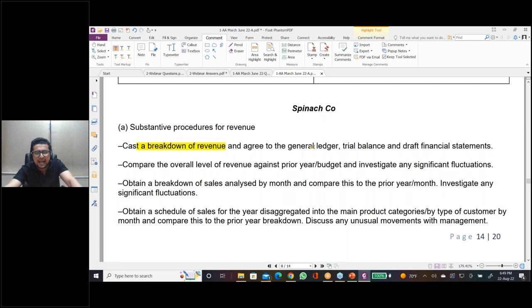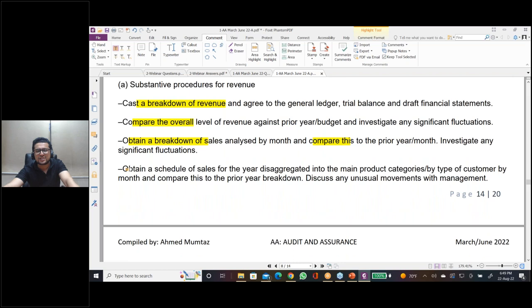This is analytical procedure. You could also obtain the breakdown of sales analyzed on a month by month basis and compare this with the prior year. Again, if there is any significant fluctuation, that is an analytical procedure. Obtain a schedule of sales for the year disaggregated into the main product or maybe on a customer by customer basis. Again, if there is any unusual fluctuation, you can have a discussion with the management. So there are three analytical procedures.